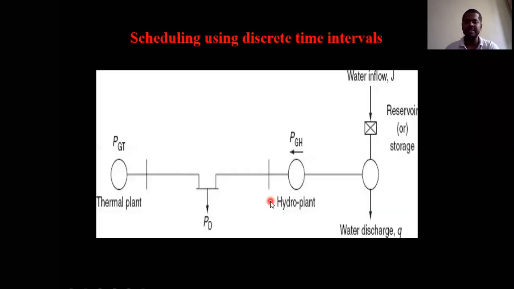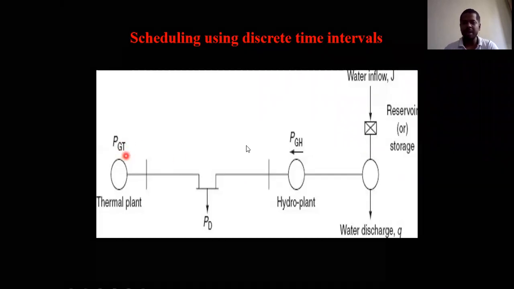So this is a basic representation of the hydro and thermal system. PGT means power generated in a thermal power plant. PGH means power generated in a hydro power plant, and PD is power demand. And coming to the water side, J is water inflow, and this X is a water reservoir, or it can represent the storage of the water, and this is a valve, and this is water discharge.